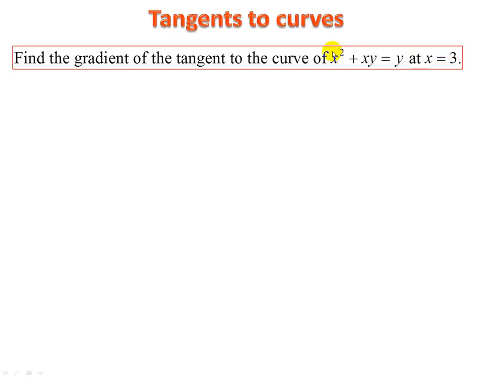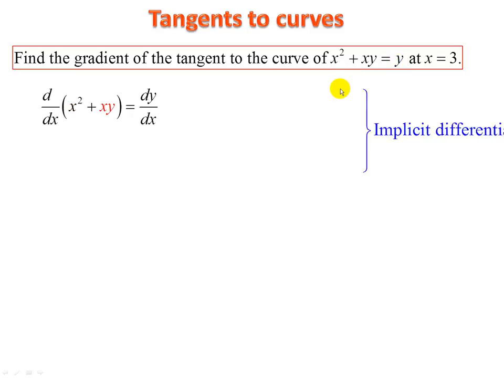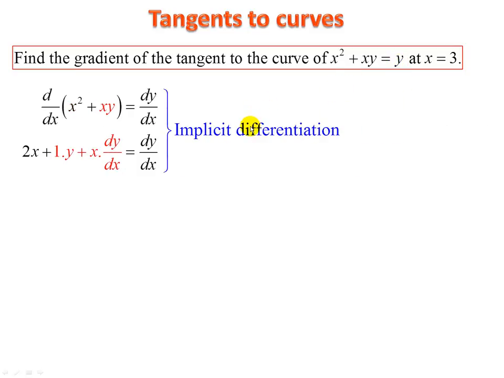Now remind you that the derivative is the rate of change, or in other words, the gradient of the tangent to the curve. So to find this gradient, we need to differentiate x squared plus xy equals y. To do that, we're going to have to use implicit differentiation because of the x's and y's mixed. Derivative of both sides. Derivative of x squared, 2x.